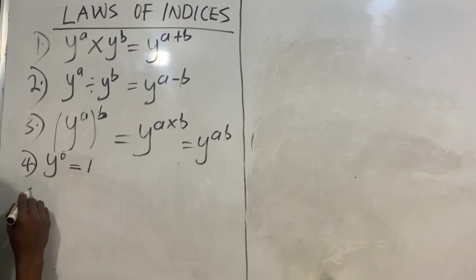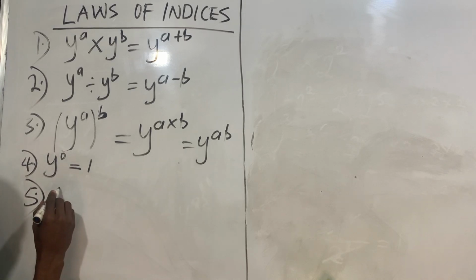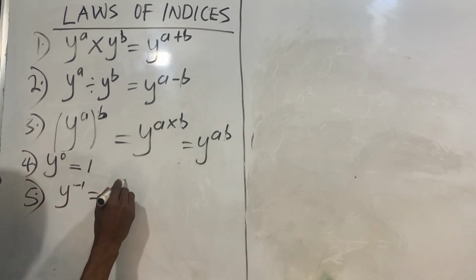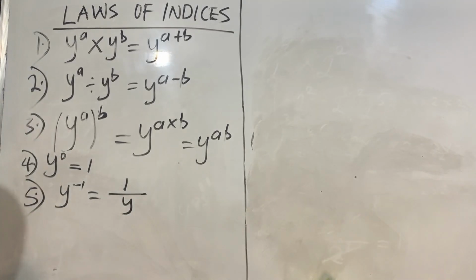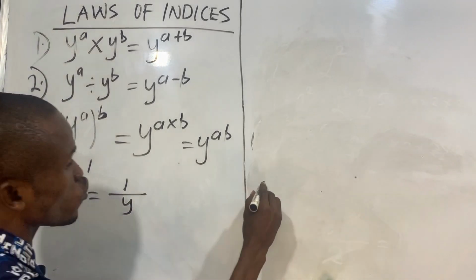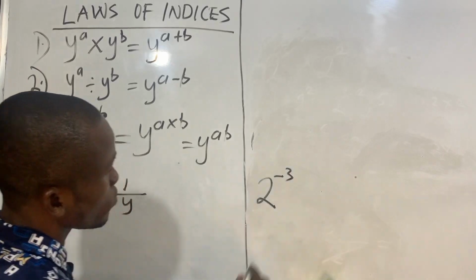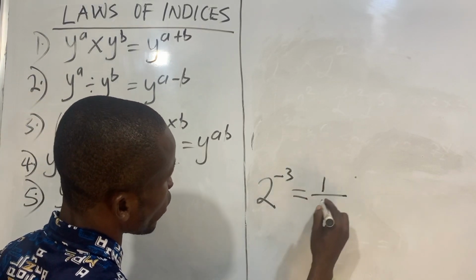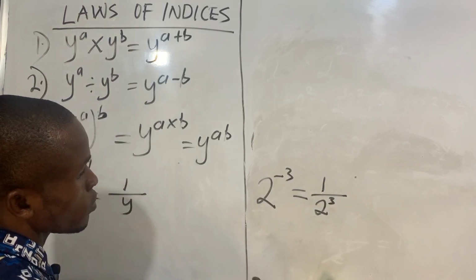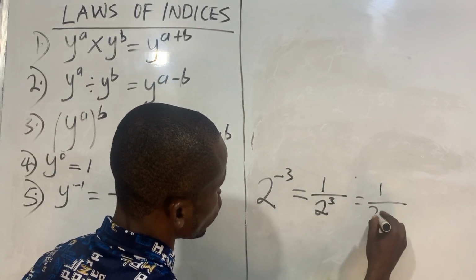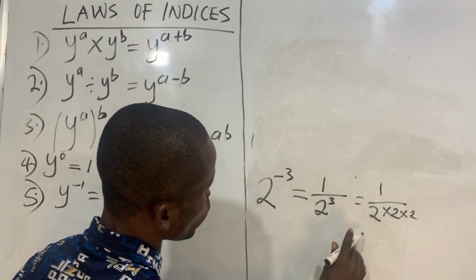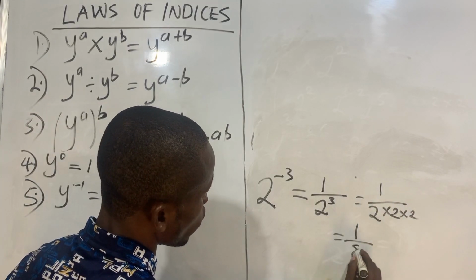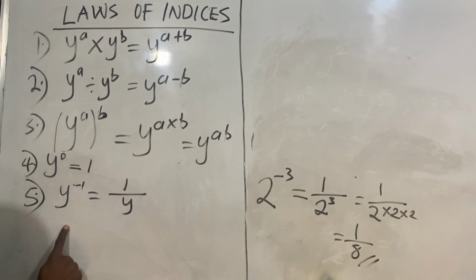The next law is known as the negative index. If we have y to the power of negative 1, this implies 1 all over y. If we have, for example, 2 raised to the power of minus 3, this simply equals 1 all over 2 raised to the power of 3. That becomes 1 all over 2 times 2 times 2. That becomes 1 all over 2 times 2, 4. 4 times 2, 8. 1 over 8. That's from the negative index.